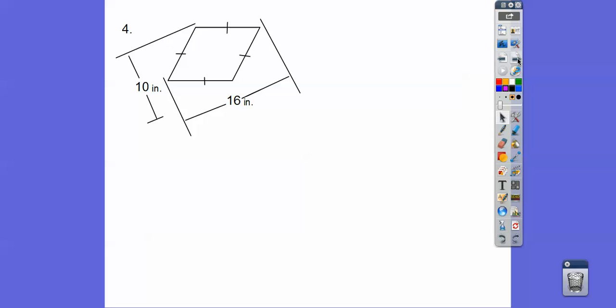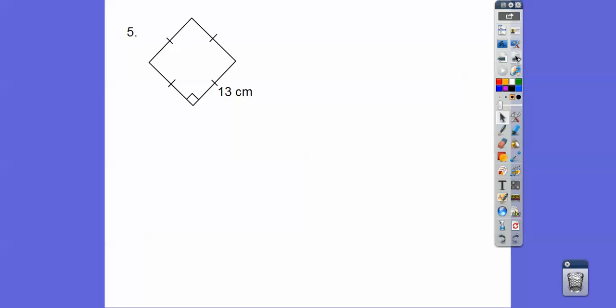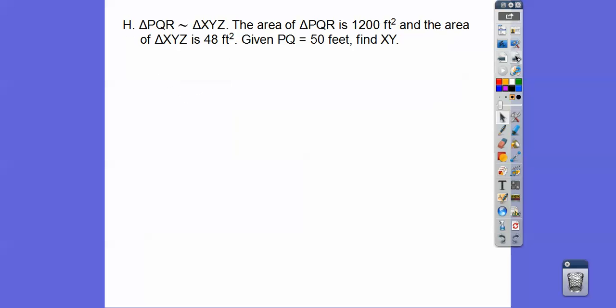Okay, so this is a rhombus right here because all the sides are congruent, and if I could, I would draw this diagonal in right here, but that's what this 16 is for. And similarly, this diagonal right here is this 10 right here. So 1/2 16 times 10 is 80 inches squared, okay? All right, so this is a square because it's a rhombus with all the sides congruent, and since one of them is a right angle, all of them are right angles, so 13 squared is 169 centimeters squared.